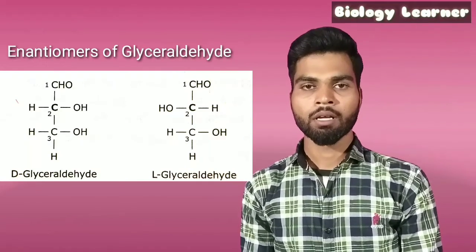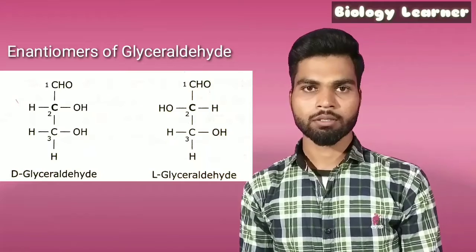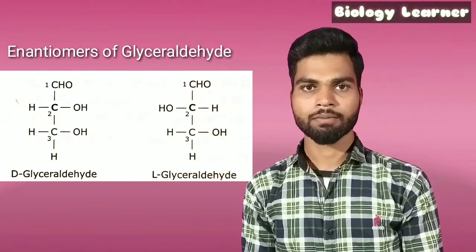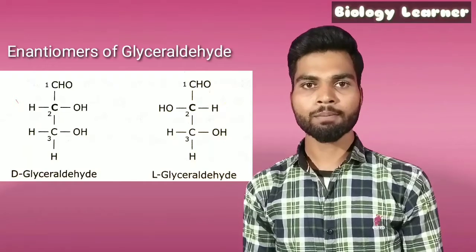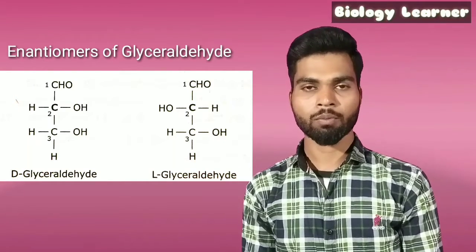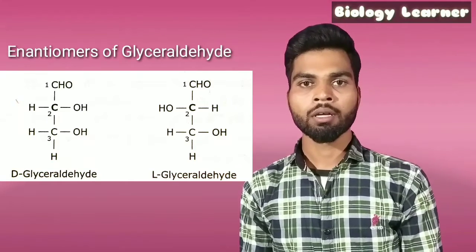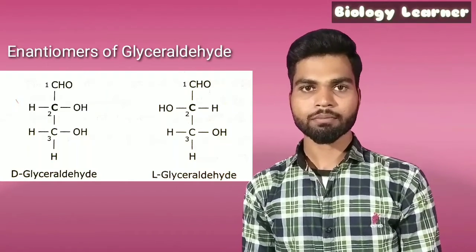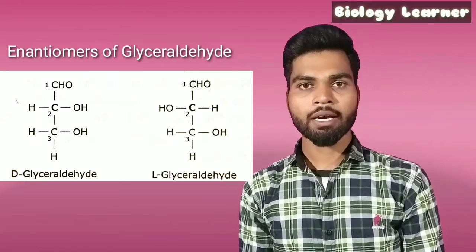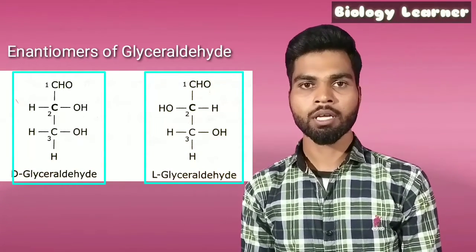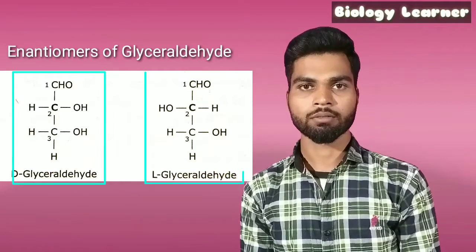The molecules which contain asymmetric carbon are called chiral molecules. So now learn about the enantiomer. The configurations in which chiral molecules can exist, which are non-superimposable mirror images of each other, are called enantiomers. Glyceraldehyde has two configurations, that is L configuration and D configuration.